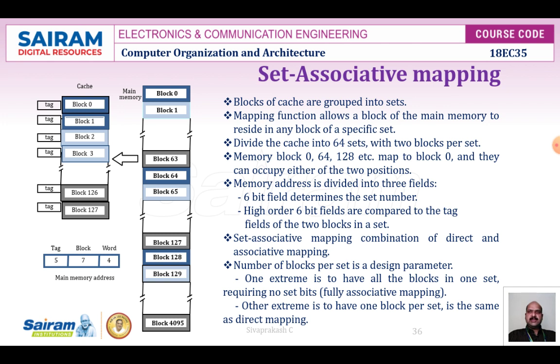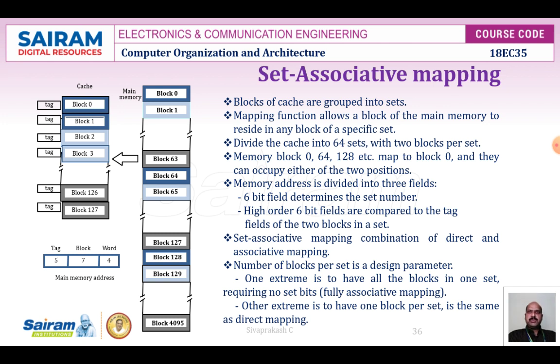So a cache which contains one block per set is called direct mapping. A cache that has k blocks per set is called k-way set associative cache. Each block contains a control bit called a valid bit. This valid bit indicates whether the block contains valid data or not. The dirty bit indicates whether the block has been modified during its cache residency.